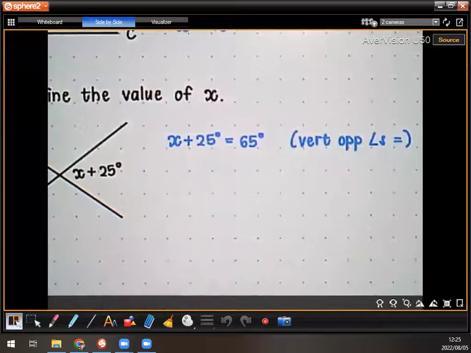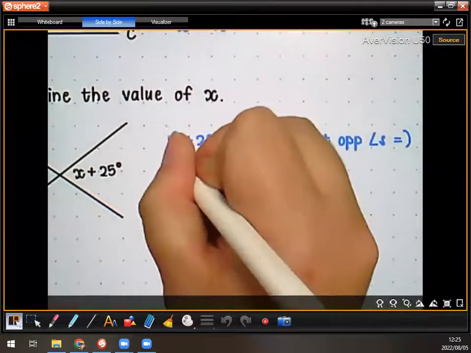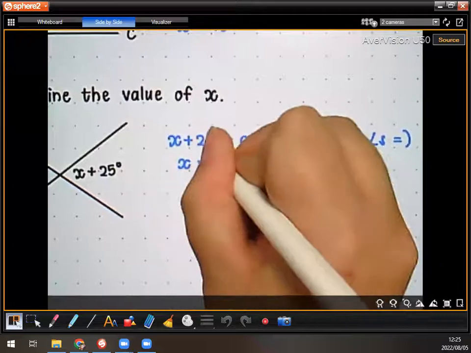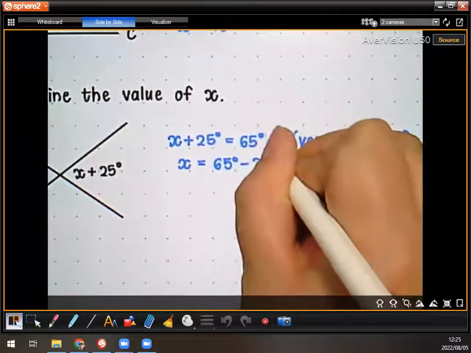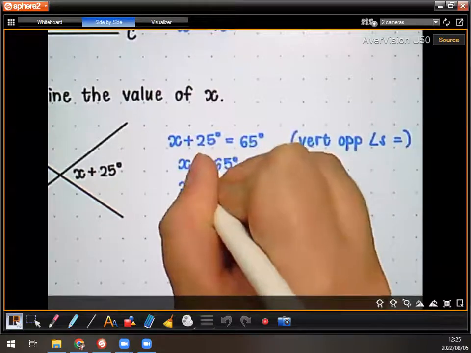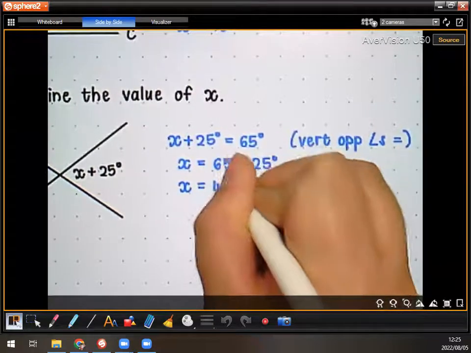What's the opposite of adding 25? Subtracting 25. So that's what we're going to do on the other side. So we're going to say x is equal to 65 degrees minus 25 degrees. And what's that? 40 degrees. So x is 40.